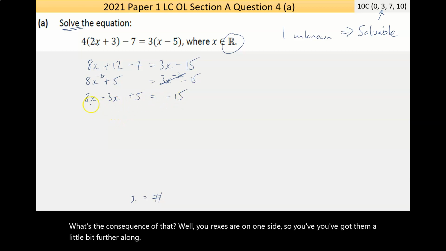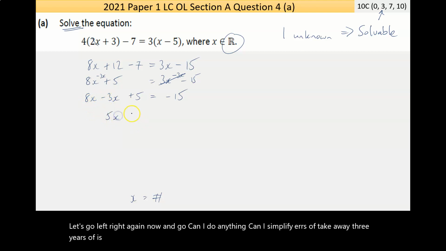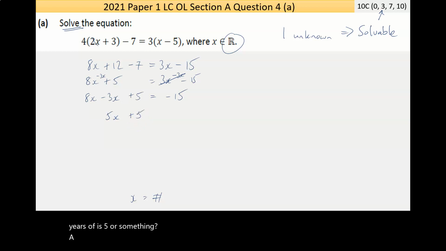Let's go left to right again now and go, can I do anything? Can I simplify? 8 of something, take away 3 of something is 5 of something. 8x take away 3x is 5x. So yeah, I'm simpler.